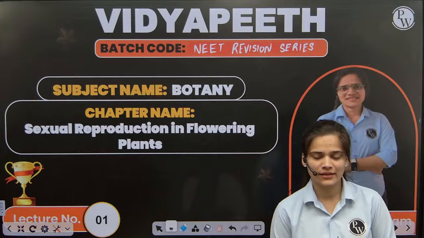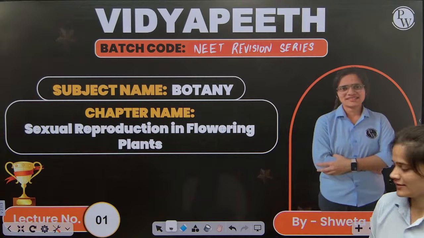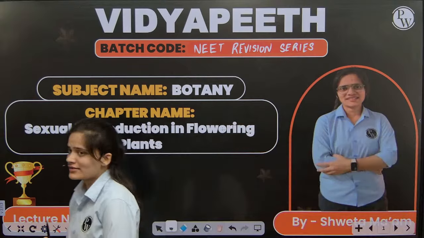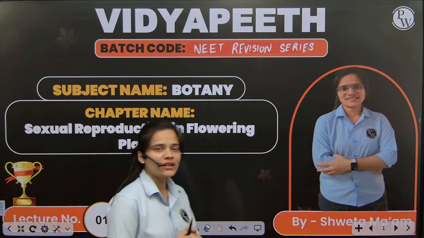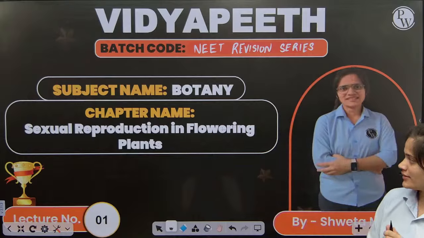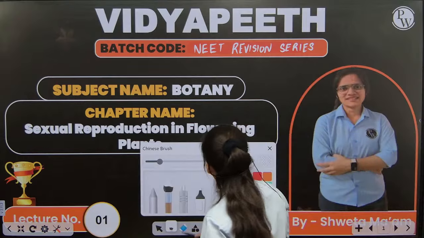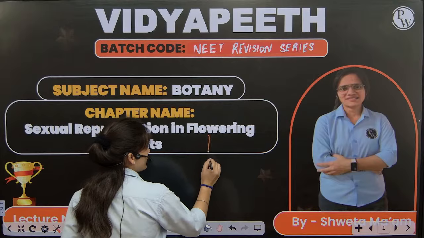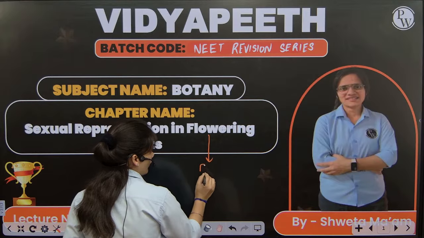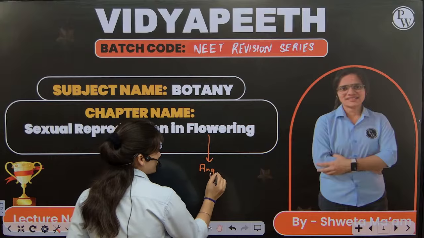Hello students. So today in this NEET revision series, we are going to revise a very high weighted chapter of botany, that is sexual reproduction in flowering plants. So flowering plants are also known as angiosperms.